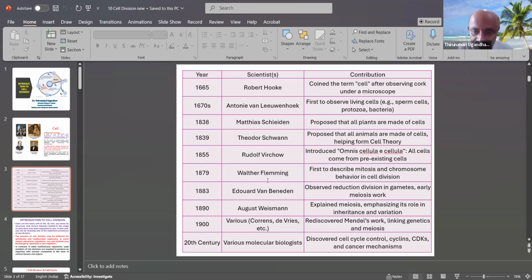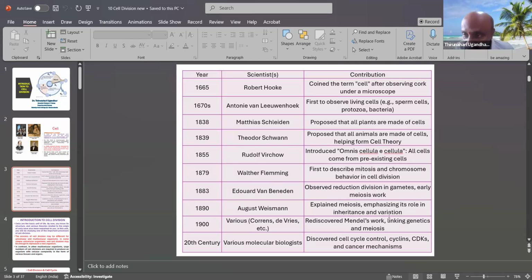Rudolf Virchow. Then Walter Flemming first described mitosis and chromosome behavior in cell division. Edouard van Beneden observed a reduction division in gametes, and early meiosis work is also credited to Beneden. Flemming named mitosis. Both are important divisions of the cell, called cell divisions. Then Weismann explained meiosis, emphasizing its role in inheritance and variations.